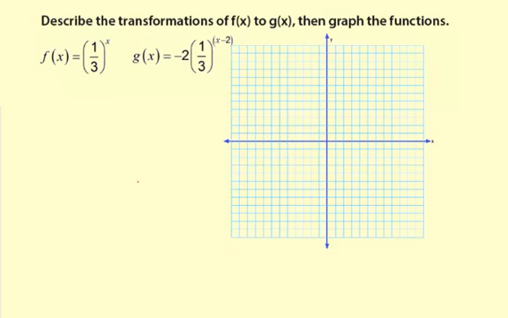Describe the transformations of f of x to g of x, then graph the functions. So f of x equals 1/3 to the x power. G of x equals negative 2 times 1/3 to the x minus 2 power. So transformations, we have this negative sign, which means x-axis reflection. And this 2 means a vertical stretch by 2.